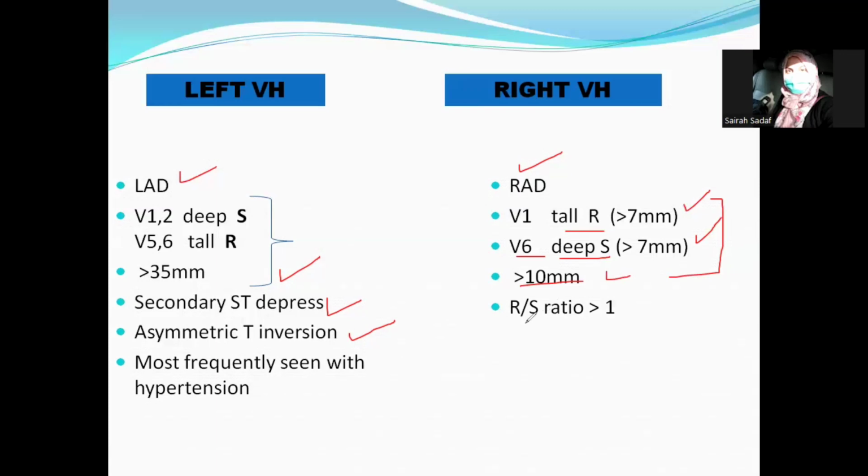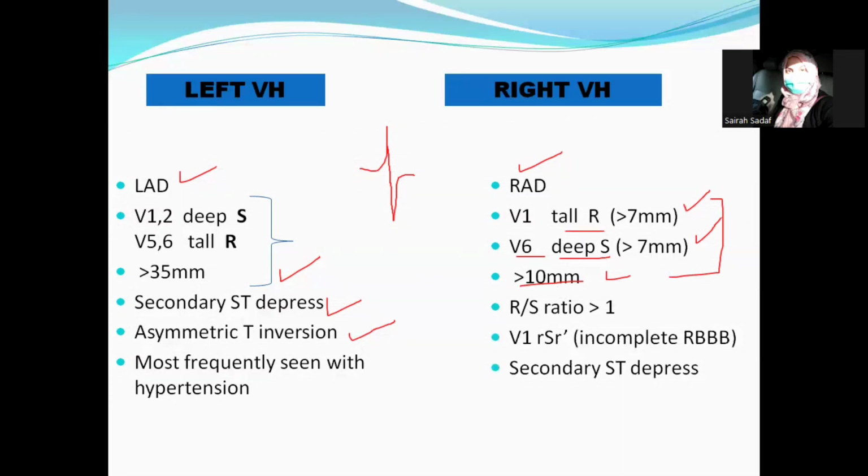Or there are also a few more things like the RS ratio. RS ratio means if the R wave and S wave are equal in lead 1 or lead V1 or lead V6. Okay, what's next? And then there is an RSR pattern, maybe secondary ST depression, as we have seen in the LVH. Usually it will be seen with the pulmonary pathology. Okay, got it? So it's clear up till now. If it's clear, I will move to my next slide.